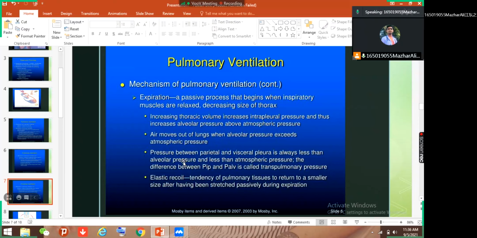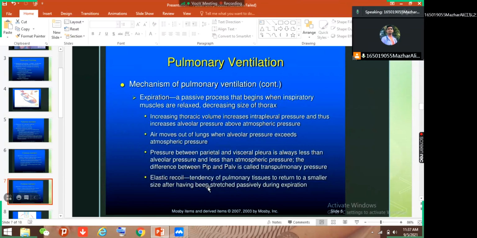And what's the pressure between? The pressure between the parietal and visceral pleura is always less than the alveolar pressure and less than the atmospheric pressure. So this is the thing: the pressure between the parietal and visceral pleura is always less than the alveolar pressure as well as atmospheric pressure. So what's the elastic recoil?